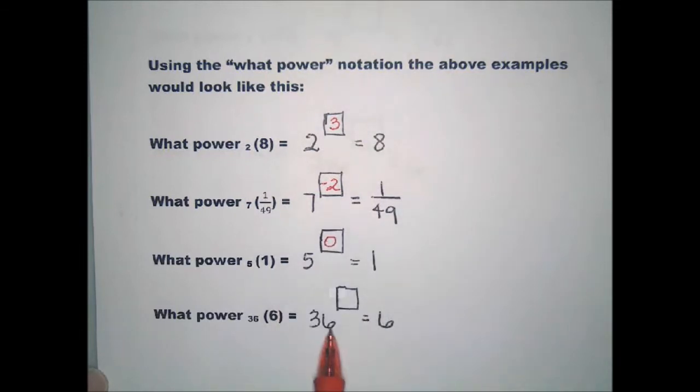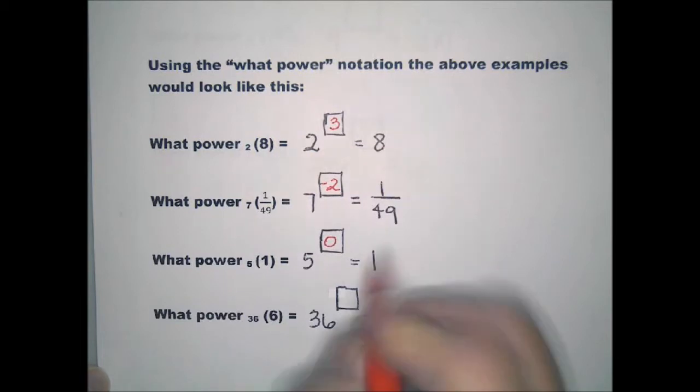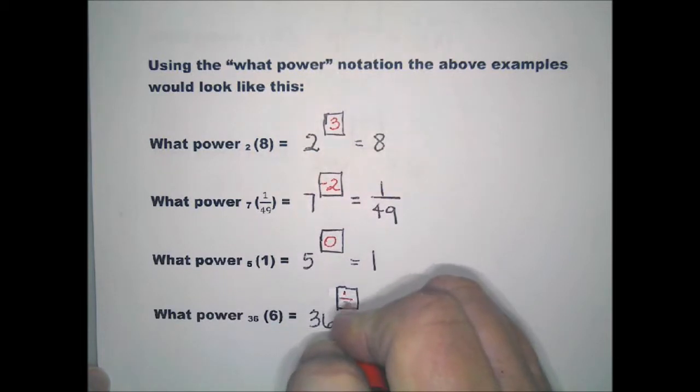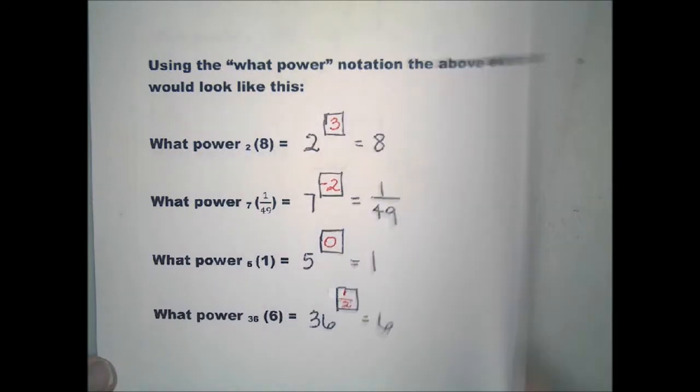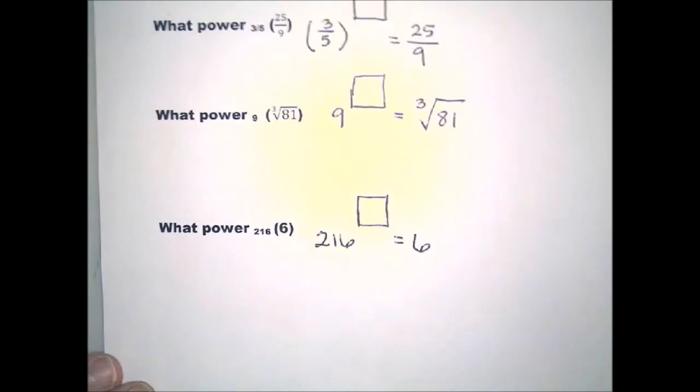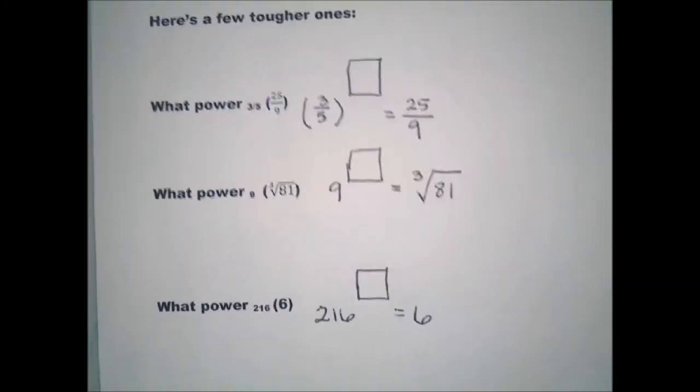Okay, for this one, what power turns the number 36 into the number 6? Well, you have to take the square root of 36 to get 6, and the way you do that is with the 1/2 power. The 1/2 power is the same thing as the square root. Okay, I got a couple more. Good. So here are a few more tougher ones.